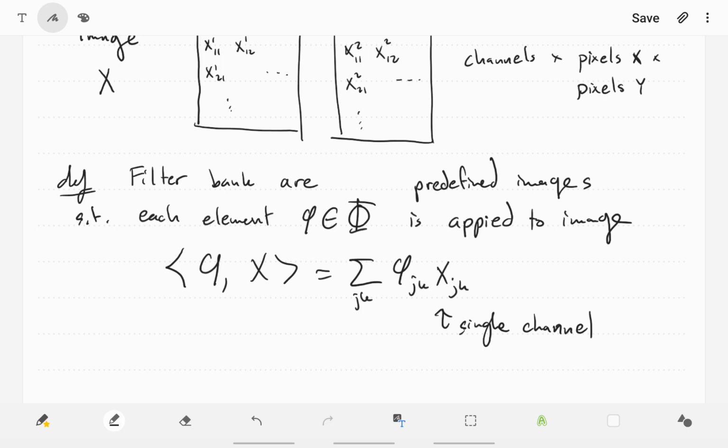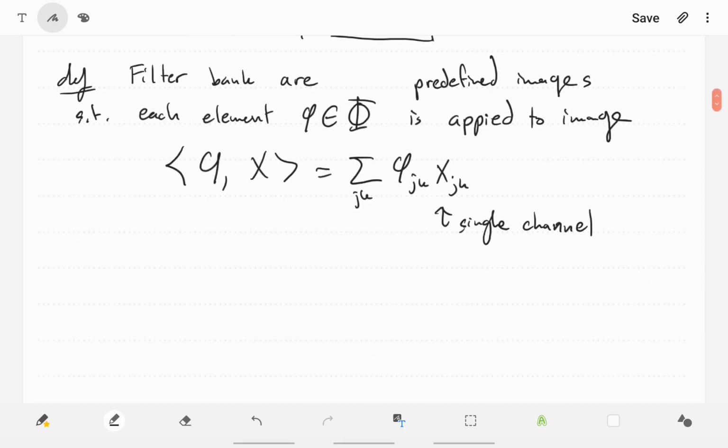So why would you use this? Well, for example, if you were trying to detect an edge in a certain location in a certain direction, then you could define a specific image that's supposed to pick out an edge in that direction. Right? An example of this is the Gabor filter. So our next definition is the Gabor filter.